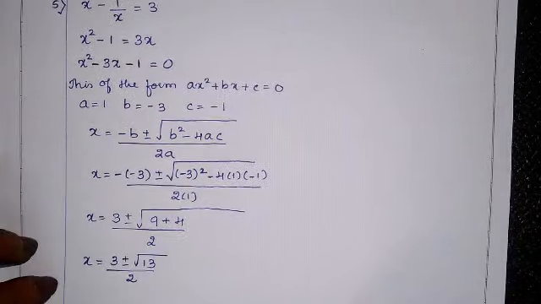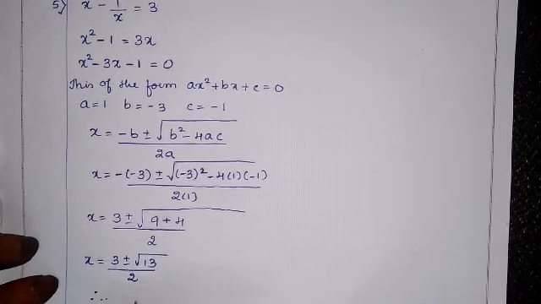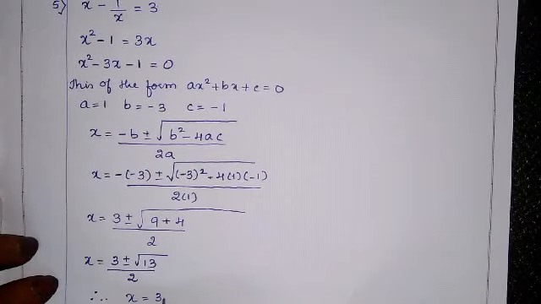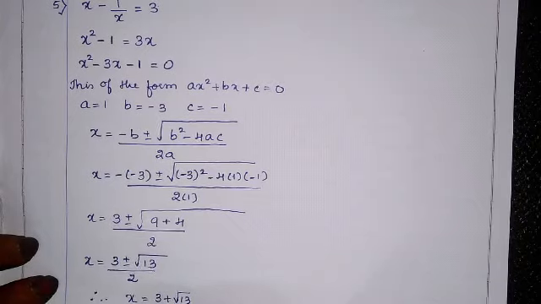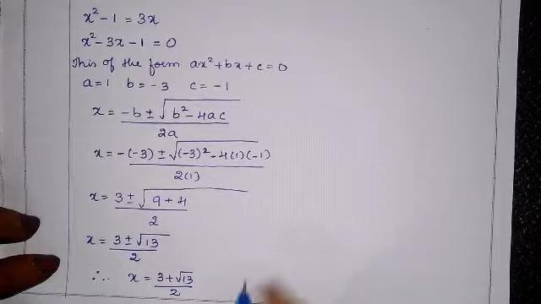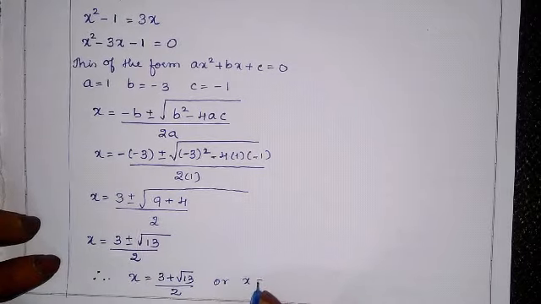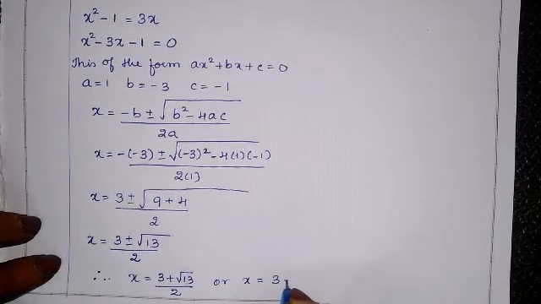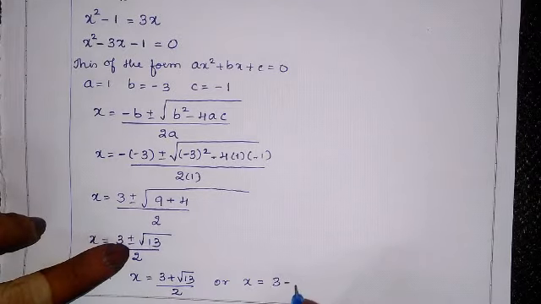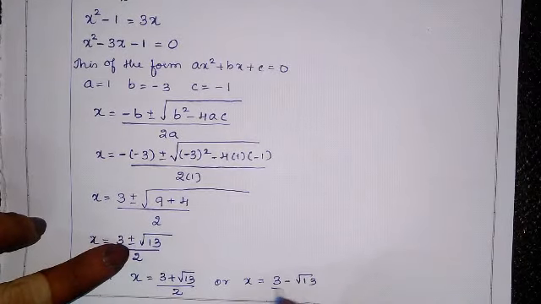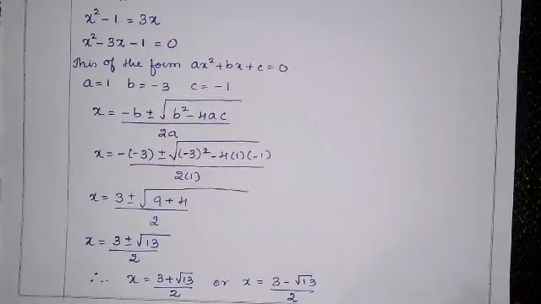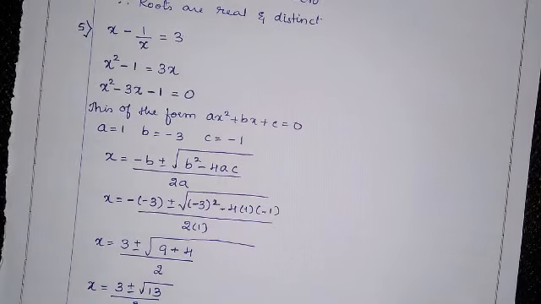Therefore x is equal to 3 plus root 13 by 2, because we don't have any exact root 13 value, or x is equal to 3 minus root 13 by 2. So this is question number 5. Let us see the next question now.